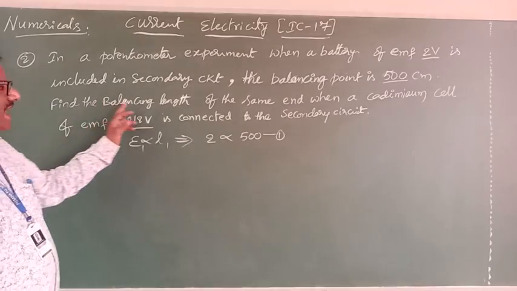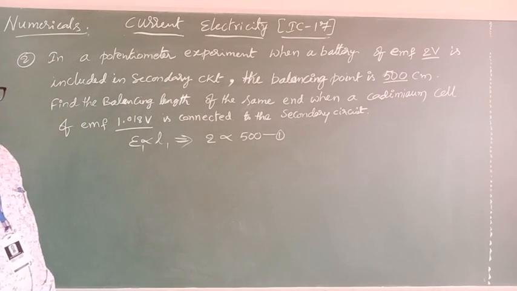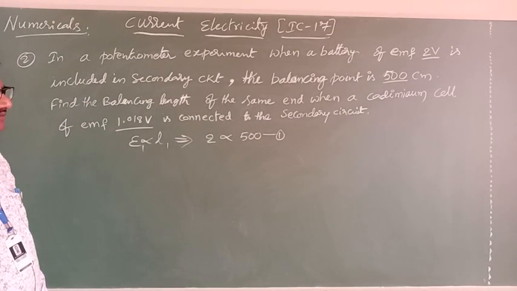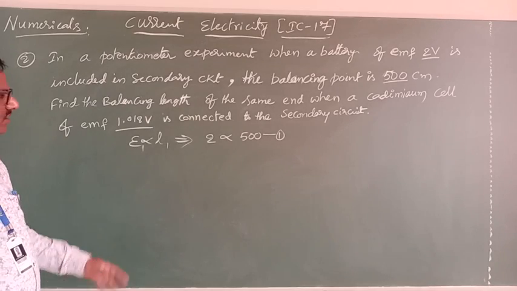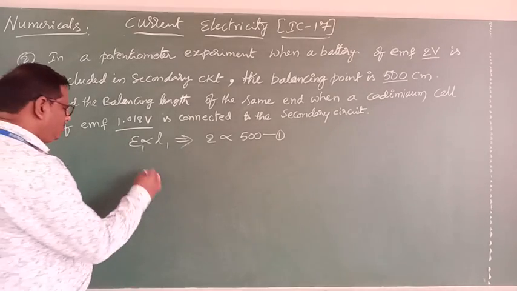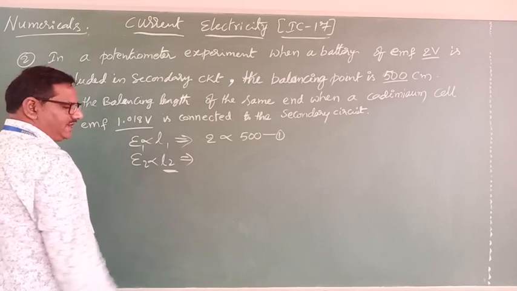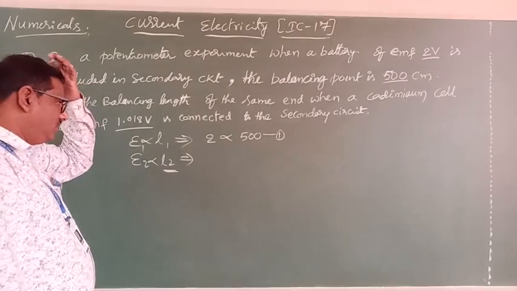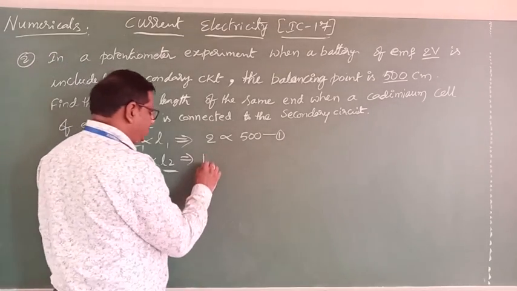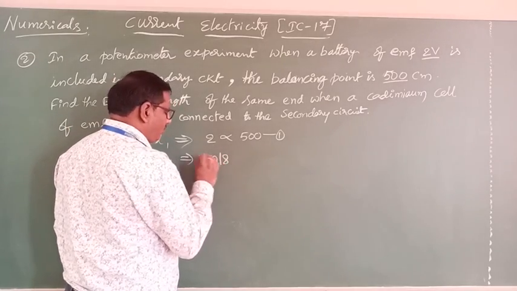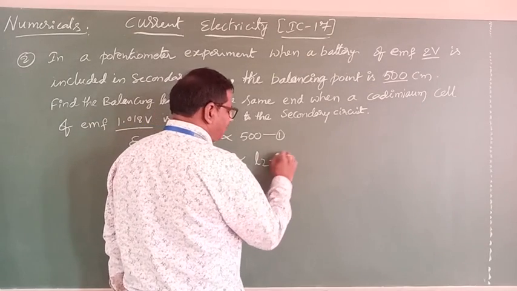Now find the balancing length of the same cell when a cadmium cell is given. That is a standard cell, and its EMF is also given. So E2 directly proportional to L2. They are asking about L2, the balancing length. The cadmium cell EMF they gave is 1.018. So 1.018 volt directly proportional to L2. This is equation number 2.